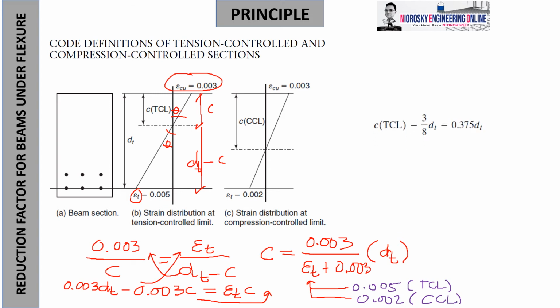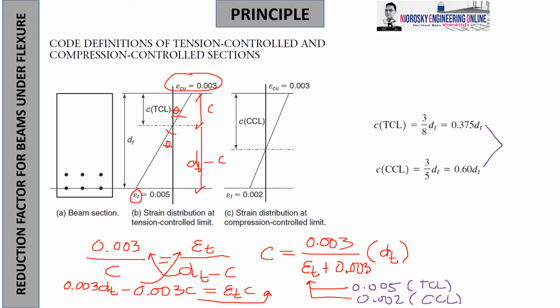For c as the tension control limit, it is 3/8, because the decimal gets cancelled. I assume that the learners or viewers are already aware of some simplified calculations. Okay, they already know how to derive these things. So, 0.003 over 0.005 is just 3 over 5. And 0.005 plus 0.003 is 0.008 or simply 8, because the decimals cancel, since they have the same scientific notation. So, the 3 over 8 of d sub t is for the tension control limit, and for the compression control limit it is 3 over 5, or 0.6 of d sub t.